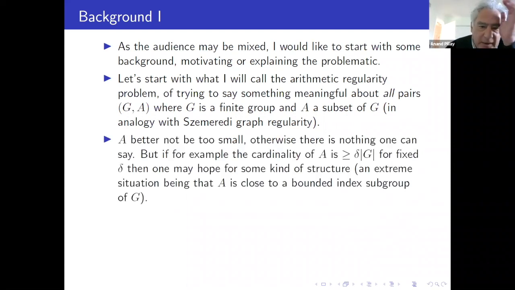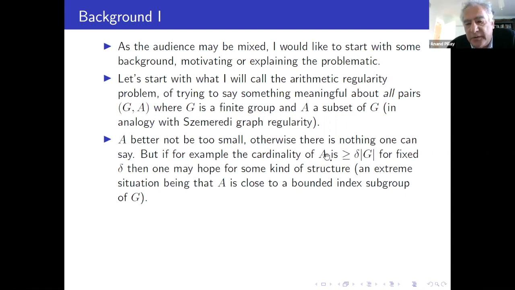And now A shouldn't be too small, otherwise you can't say very much. So you could look at all pairs (G, A) where A is 3 points, for example. And that's it. That's all you can say, right? The conclusion is the same as the assumption: A has 3 points. So it's tautological in a very strong sense. But you would hope for some results when the cardinality of A is big enough.